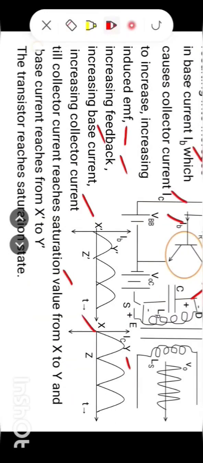Due to this feedback, base bias increases, resulting in increase in base current, which causes collector current IC to increase, increasing induced EMF, increasing feedback, increasing base current once again, increasing collector current till collector current reaches saturation value from X to Y and base current reaches from X dash to Y dash. The transistor reaches saturation state.